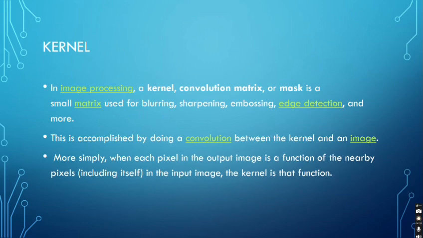Kernel. In image processing, a kernel, convolution matrix, or mask is a small matrix used for blurring, sharpening, embossing, edge detection, and more. This is accomplished by doing a convolution between the kernel and an image. More simply, when each pixel in the output image is a function of the nearby pixels, including itself, in the input image, the kernel is that function.